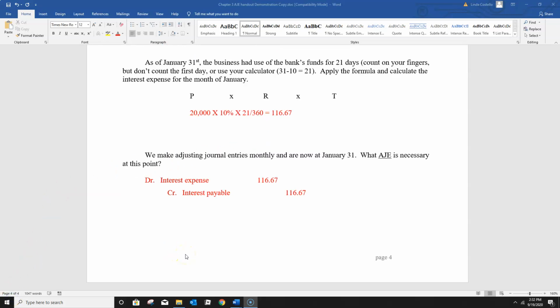The adjusting journal entry necessary at January 31st to accrue January's interest on the $20,000 note payable is debit interest expense $116.67, credit interest payable $116.67. Well, that's all for this video.